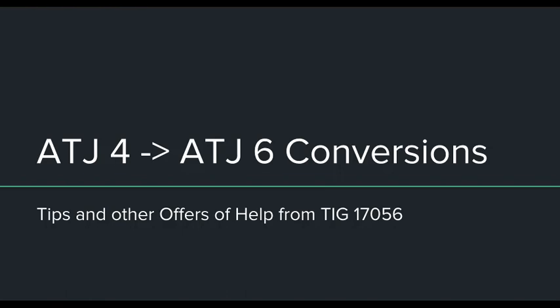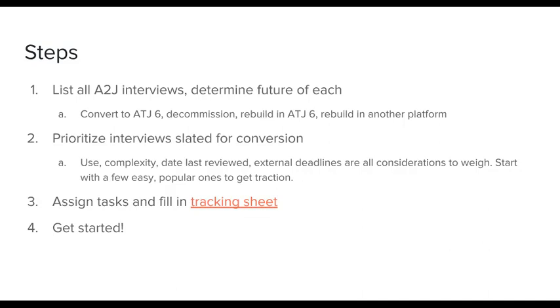So here we go. These are the steps you need to take in taking on this project, and I view this as a big project. It's not just about the conversion. It's about maintaining your library, as Jessica said. So the first thing that we recommend doing is to make a list of all your A2J interviews and to determine the future of each, because we all have a large library, and some of those interviews maybe haven't been reviewed in a long time. Some maybe don't really work. This is an opportunity to clean up our libraries. I know that LawHelp Interactive periodically tells us all that we need to clean up our libraries. It's very true.